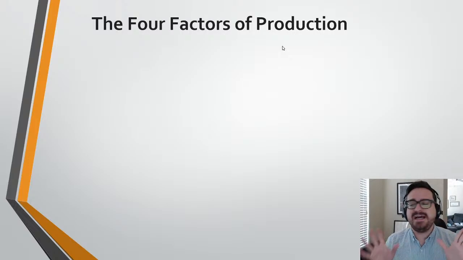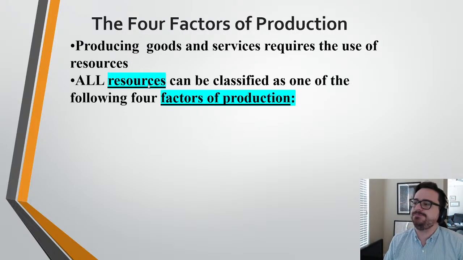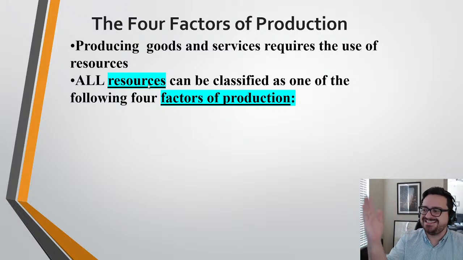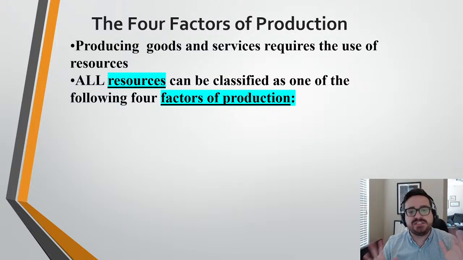So, factors of production. These are resources. Factors of production, synonym, resources. You can just write factors of production equal resources. But specifically, the factors of production are a way of categorizing the resources. It's a way of taking everything we use to make something and putting it into one of four boxes.